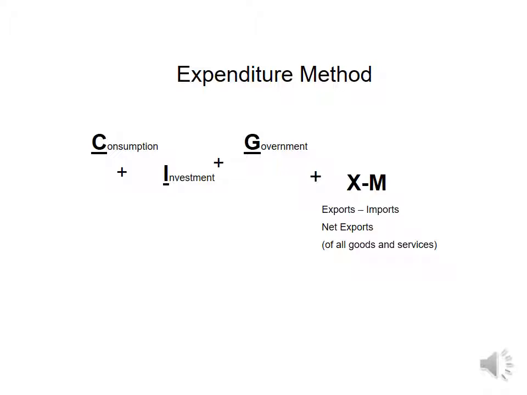Okay, consumption by consumers, investment by private companies, government expenditure, and exports minus imports. Now, sometimes it's given to you directly as net exports. That means they have already minused it for you. All right, if the raw numbers are given to you, just take exports, okay, minus imports.